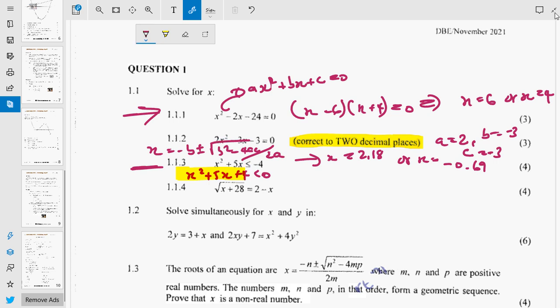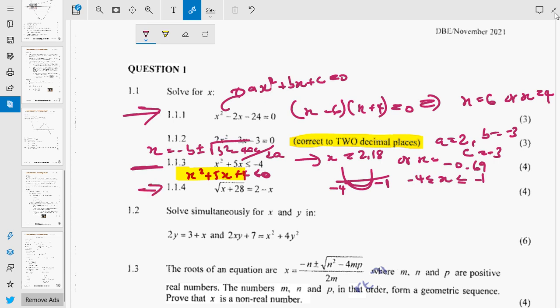So you will see that your critical values are minus 4 and minus 1. So we want this to be less than 0. So we want this to be below. So x should be between minus 4 and minus 1. Okay, so that will be your solution.